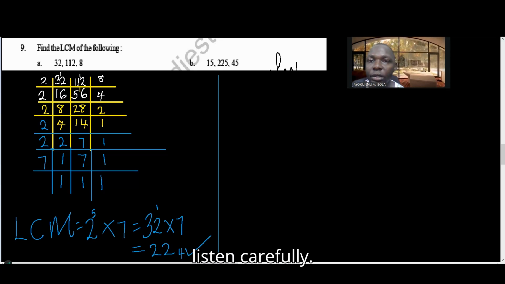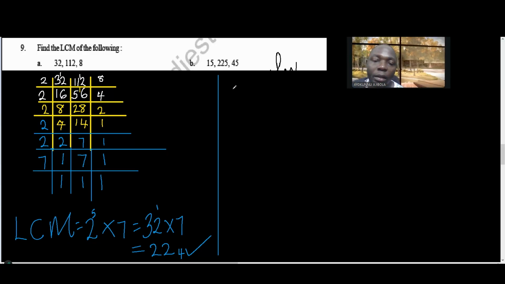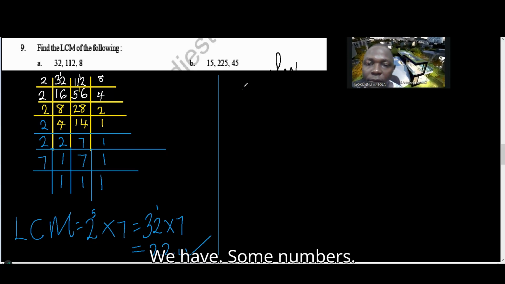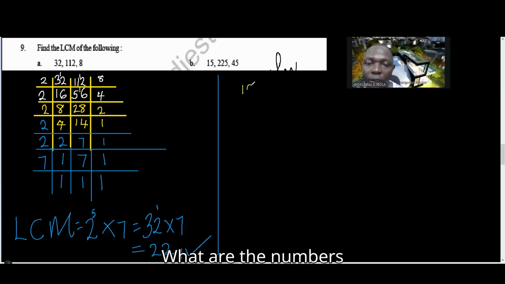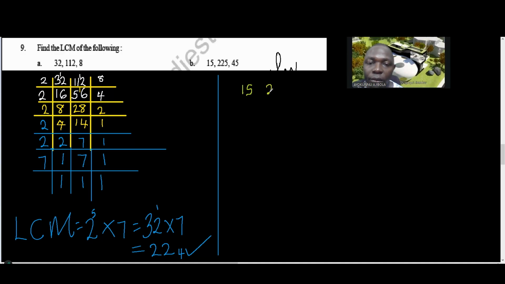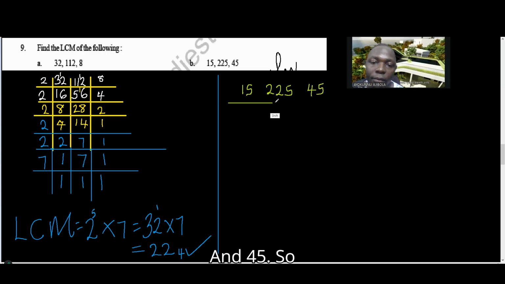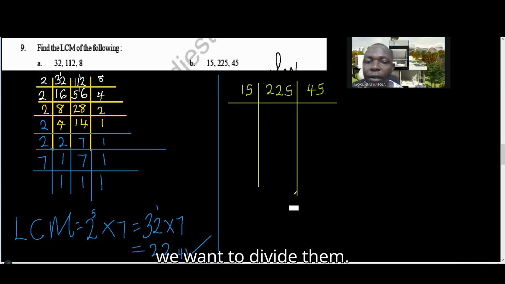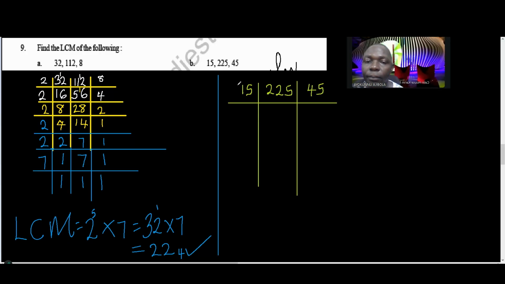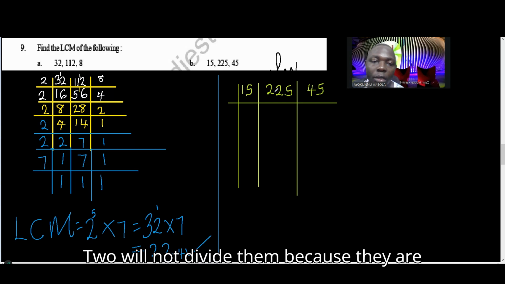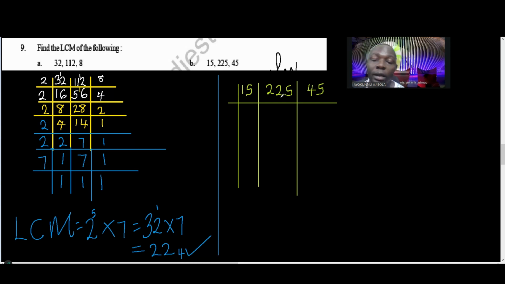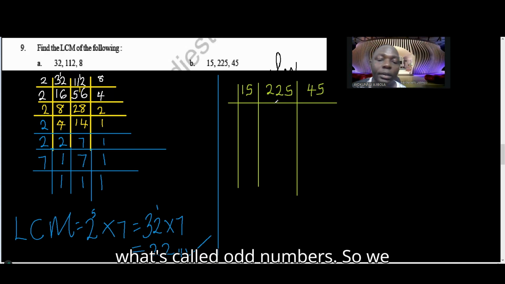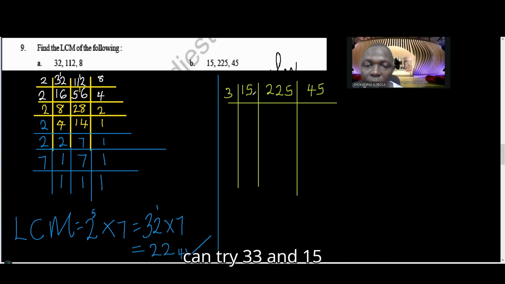Don't write anything, just listen carefully. We have some numbers. What are the numbers? 15, 225, and 45. So we want to divide them. Two will not divide them because they are odd numbers. So we can try three.